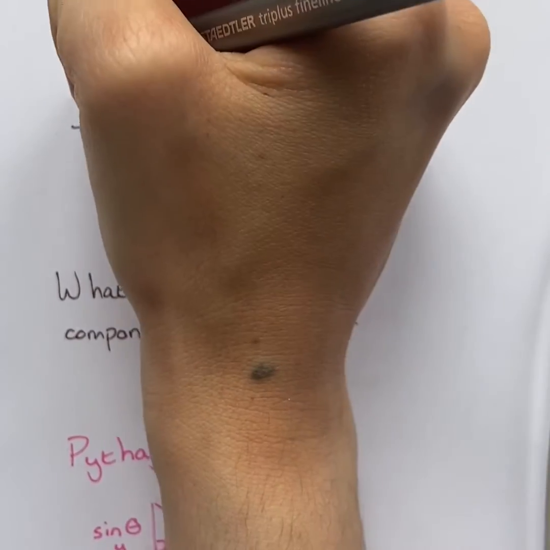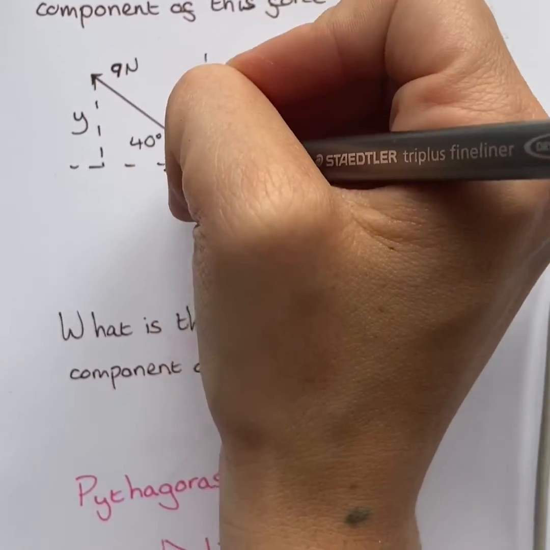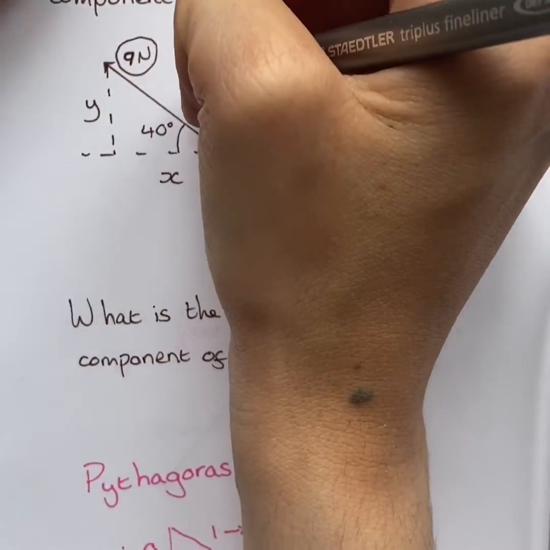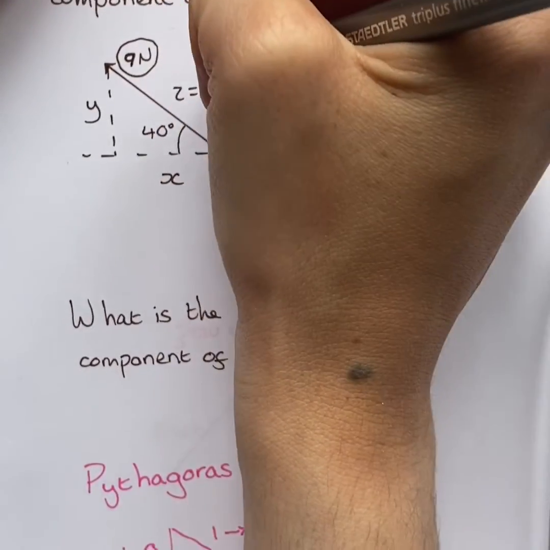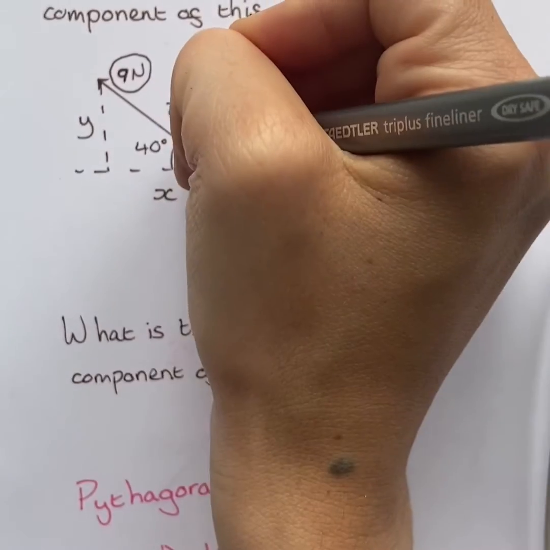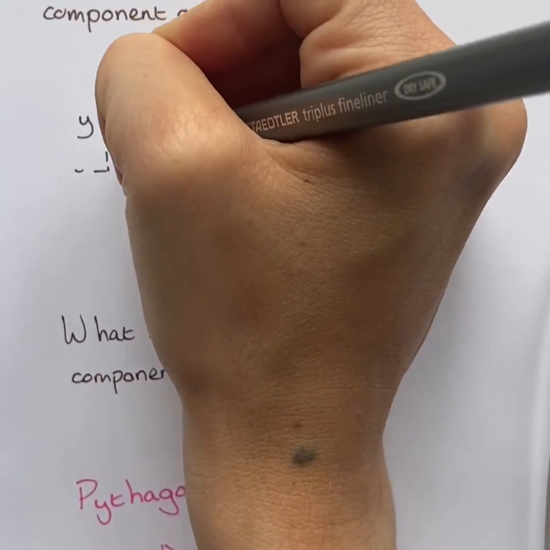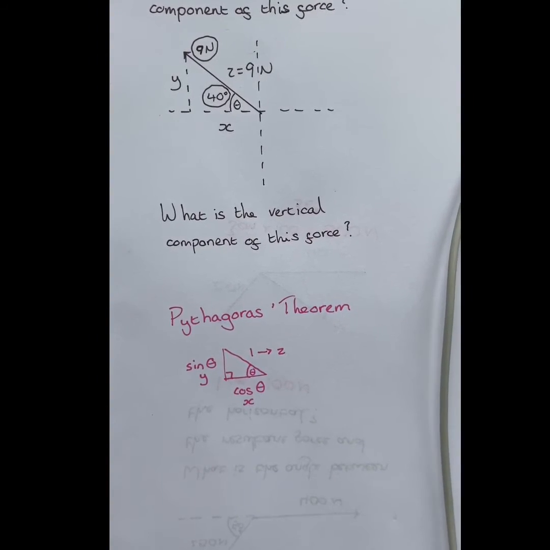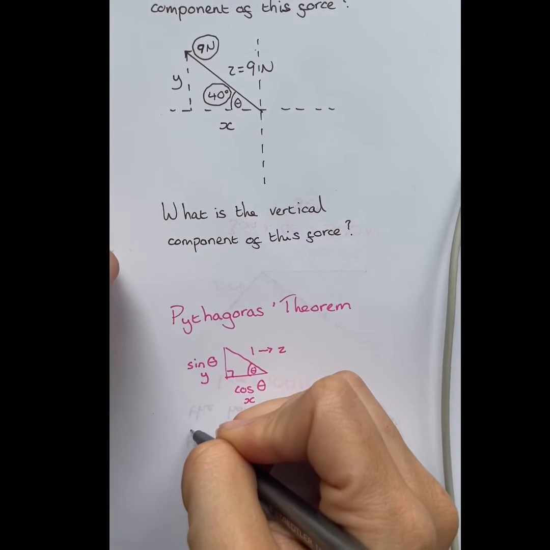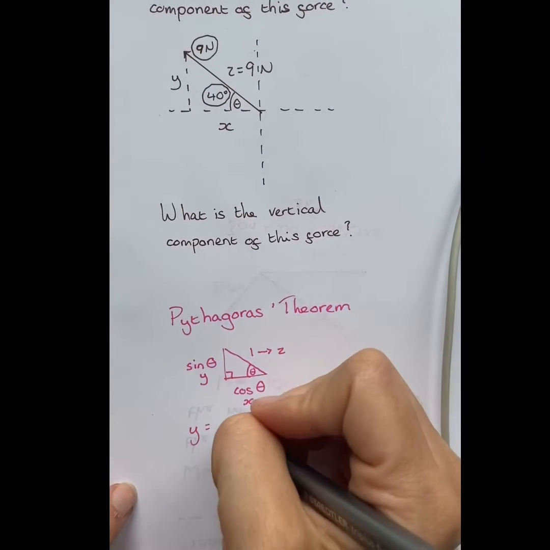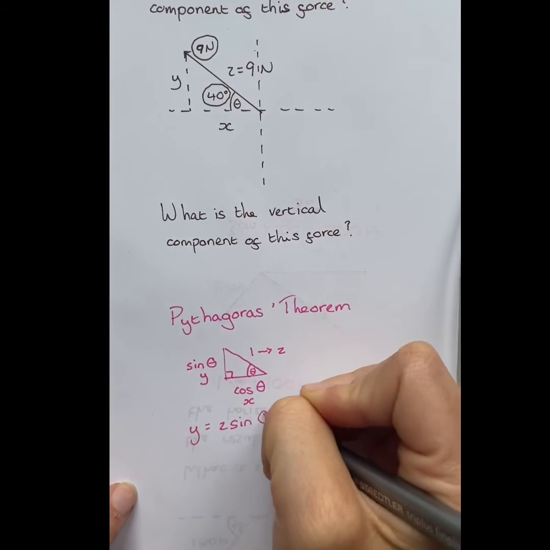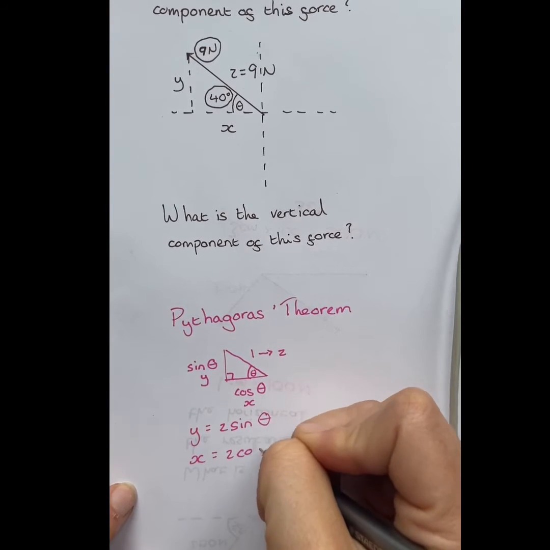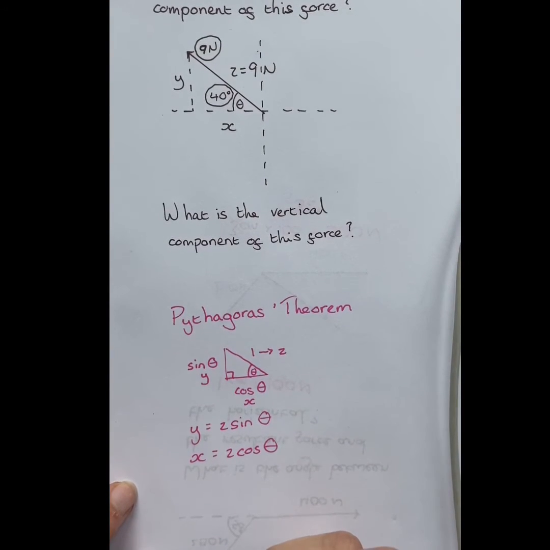So now we've got our vertical component, Y, and we've got our horizontal component, X. And in this example, our resultant force has a magnitude of 9 newtons. So Z is going to become 9 newtons, and our angle, theta, in this example, is 40 degrees. So to work out our vertical component, Y, we find Z sine theta. And to work out our horizontal component X, we find Z cos theta using our calculator.